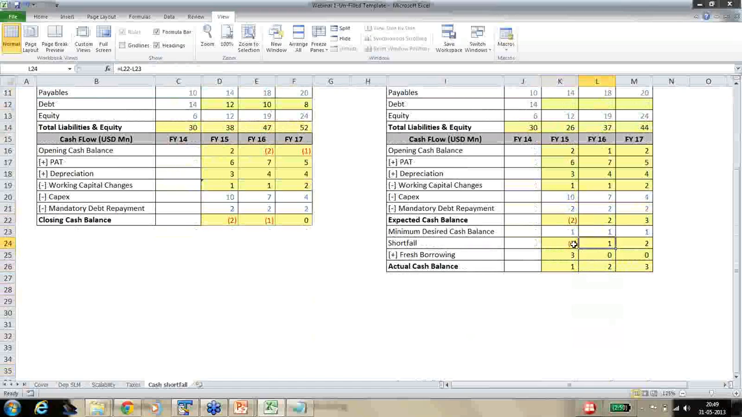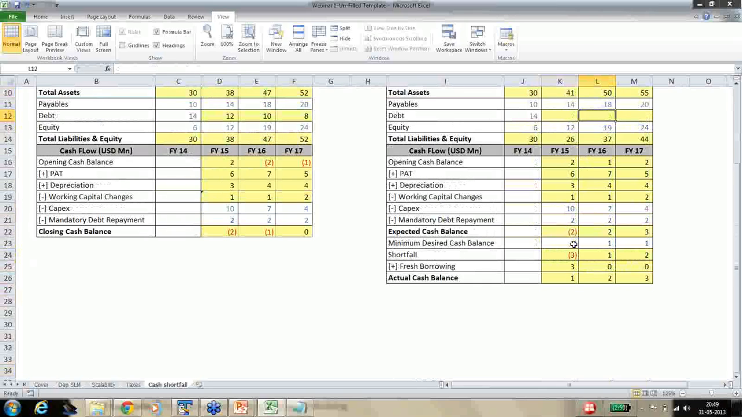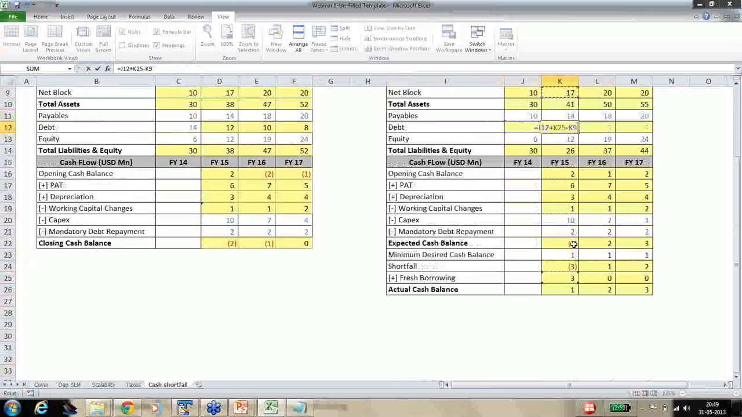So this is my shortfall. Do I need to borrow anything? No, I don't need to borrow anything because it is already positive over here. Now, what is my actual debt in this case? So my debt for this year should be equal to my debt of last year plus any fresh borrowing which I have done minus any debt repayment which I have done.